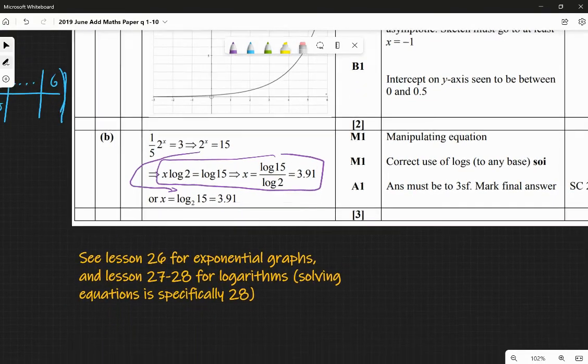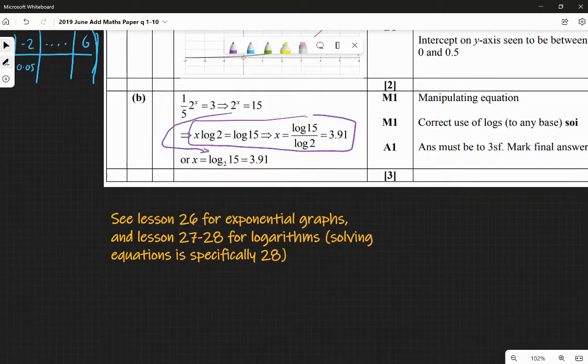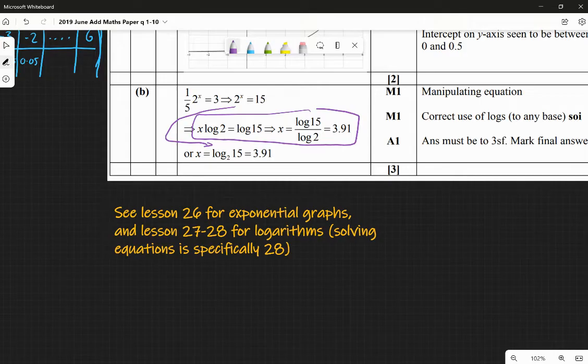Okay, so if you want to practice exponential graphs, that will be lesson 26. And then if you want to solve equations, then it's lessons 27 and 28. Okay, let's have a look now at question 5.